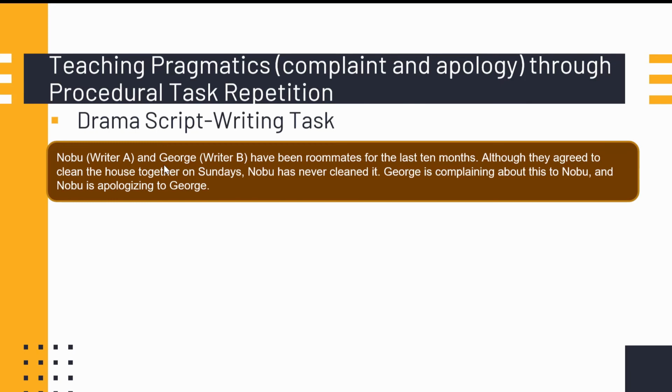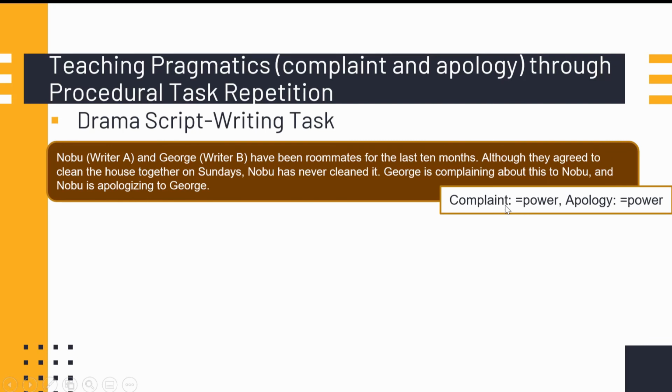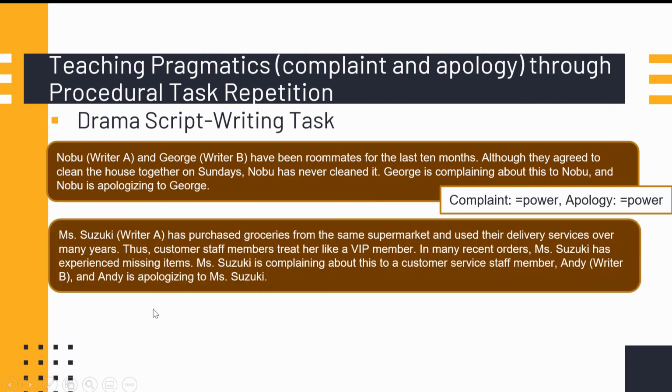So the first task, Nobu and George have been roommates for the last 10 months. Although they agreed to clean the house together on Sundays, Nobu has never cleaned it. George is complaining about this to Nobu, and Nobu is apologizing to George. So in terms of power, it's the same power. Roommate, close friend. So you are making a complaint to the person who has the same power, and apology, again, the same power.